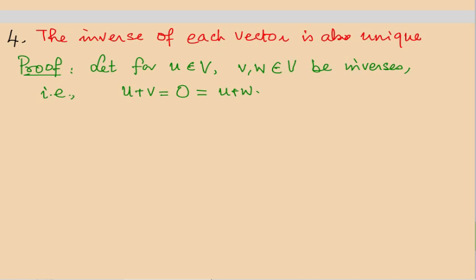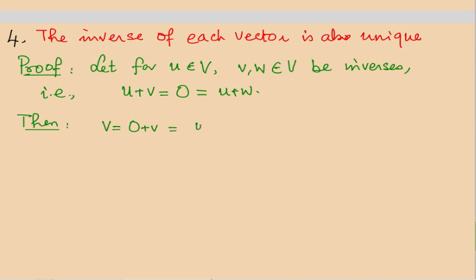Now, let's see. Then V is obviously V plus 0, which is obviously the same as 0 plus V. Now, why do I do this? I can make this, in the first step, 0 plus V.